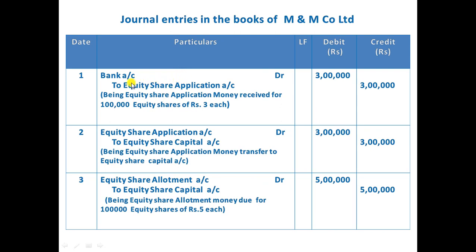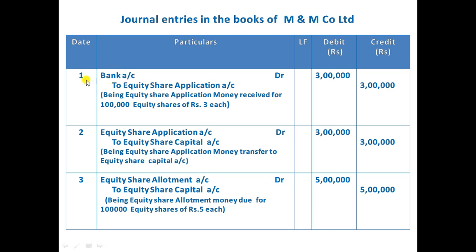So that is the reason. We'll see the journal now. Bank account debit to equity share application account. Here the public deposited the amount into the bank as application money, that's why bank is debited, and equity share application account is credited, 3 lakh rupees.